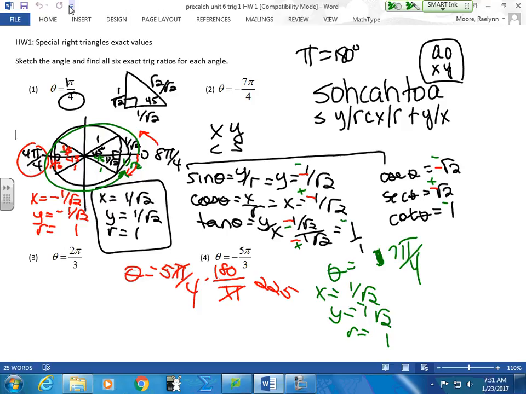So do we kind of get the feel of rotating this angle around? See why these special triangles are so important?